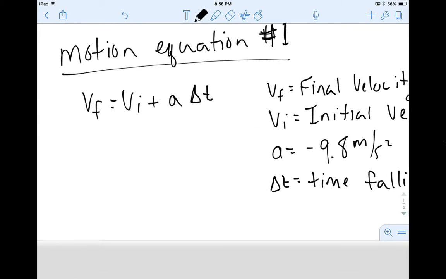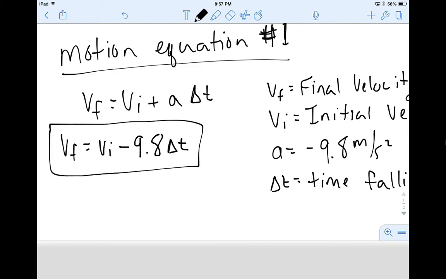So I know that I'm going to have VF, and I know that I'm going to have VI, but I can plug in 9.8. So I'm going to end up with negative 9.8 delta T. What I want you guys to do is box this in and highlight it. This is going to be our new motion equation for free fall. Anytime we have a falling object, we can use that motion equation.